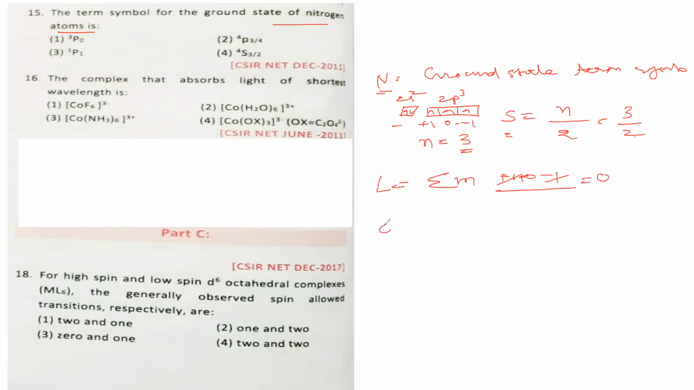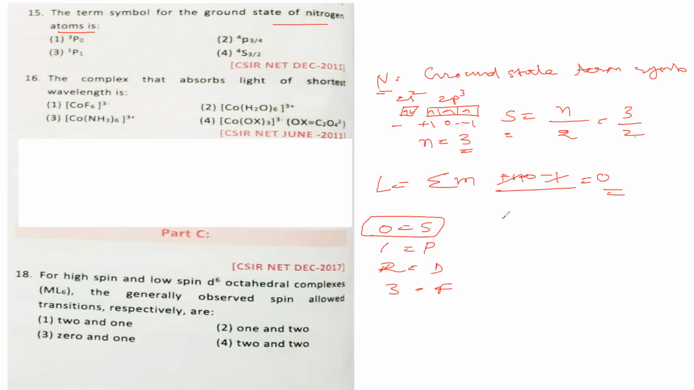So we know that if L value is 0, then its term is S. If it is 1, then it comes P. If it is 2, then it is D. If it is 3, then F, and so on. So for S, the L value should be 0. So it is 0.